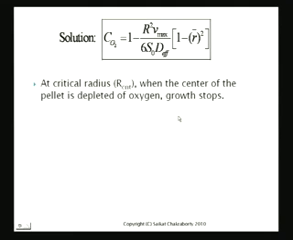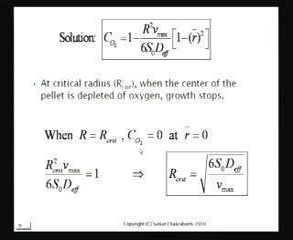That will happen at the center. So this r has to be 0. This r, remember, big R is the external radius. At r equals 0, the CO2 has to be 0. So we put 0 over here, and you will simply get the critical radius right away as square root of 6 S naught D effective over nu max.